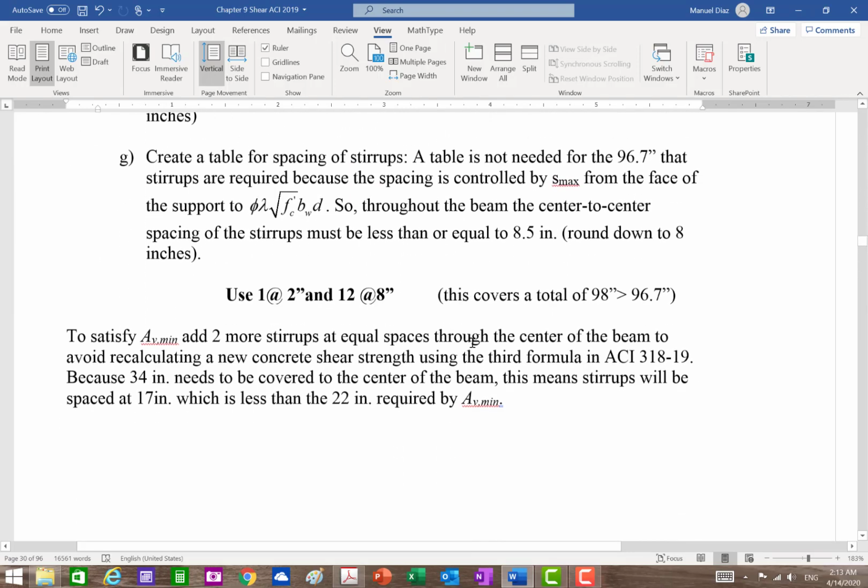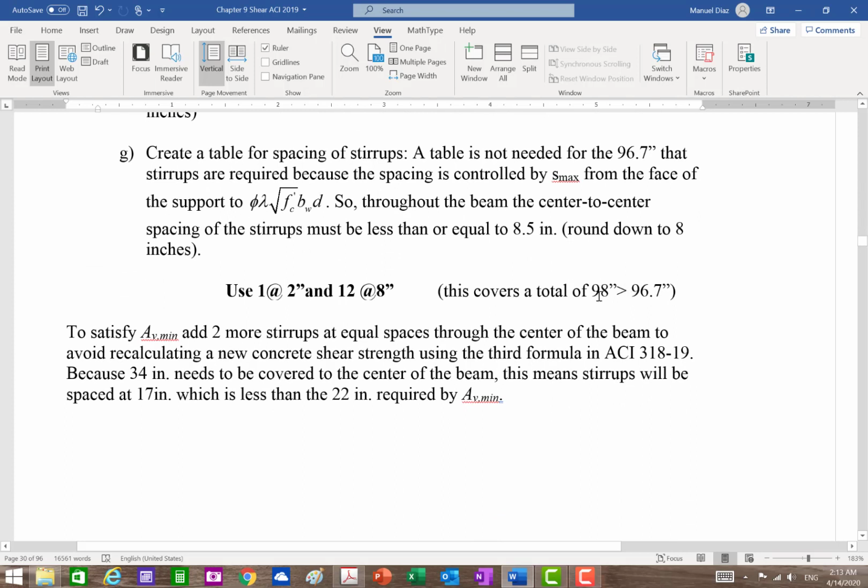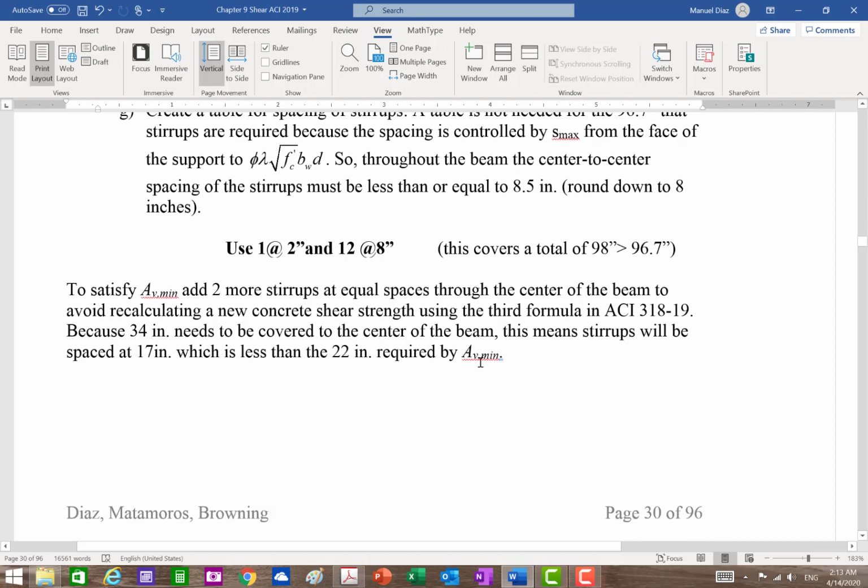Well, how much distance do I have? I already covered 98. To get all the way to the middle, which is 132, so 132 minus 98, I need to cover another 34. Well, I can do that by adding 2 more stirrups, and those will be at 17 inches, right? And 17 inches is less than 22. That satisfies the minimum, so my equations are good. I don't have to change equations. Okay? And that will be my design.